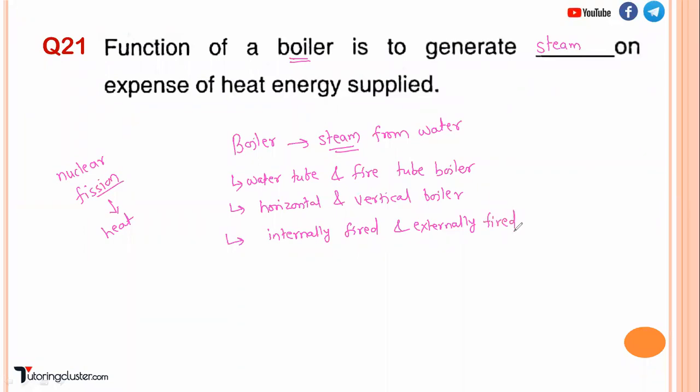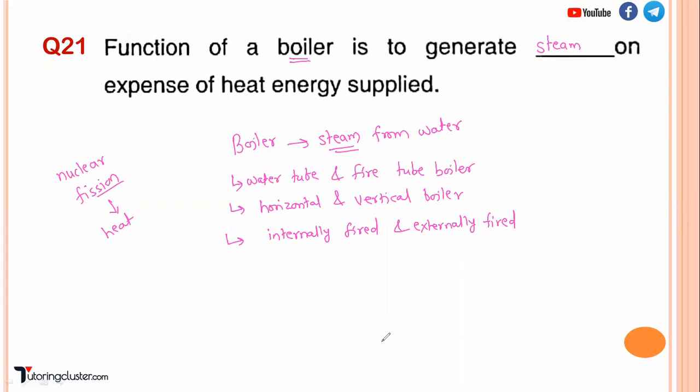And the function of a boiler is what? The function of a boiler is to produce steam from water. Is it clear about the boiler? Now let us understand what a fire tube boiler is.